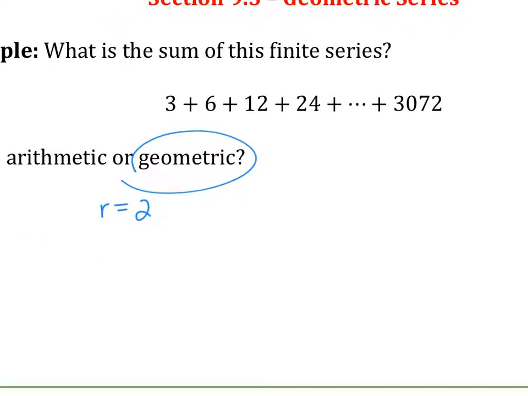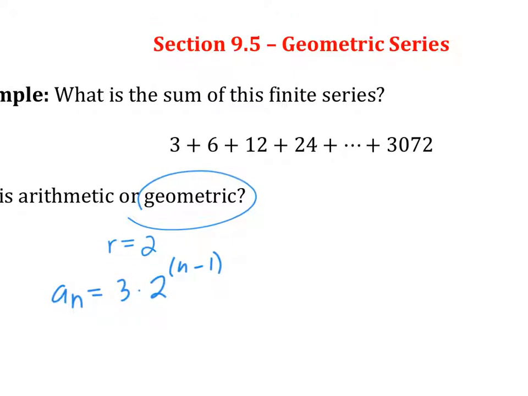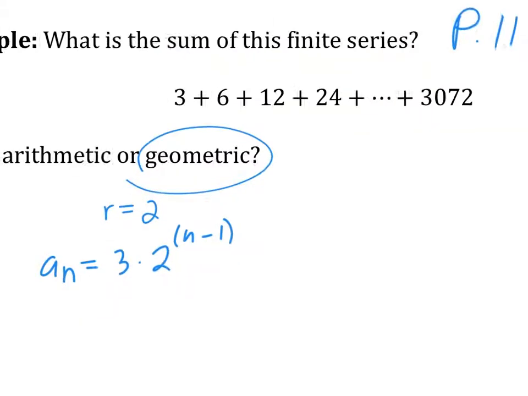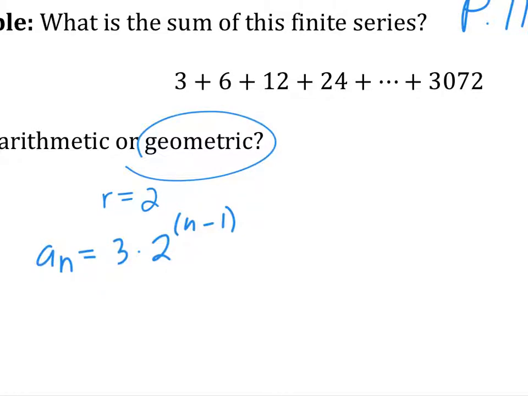write the explicit formula again. Did you guys write the explicit formula already? Oh, you did? Okay. 3 times 2 to the n minus 1. Okay, again, we need to figure out how many terms there are, right? Sorry, this is page 11. All right, so this is the explicit formula for this series. If it were a sequence, 3 times 2 to the n minus 1.